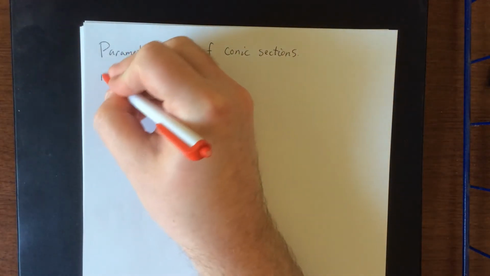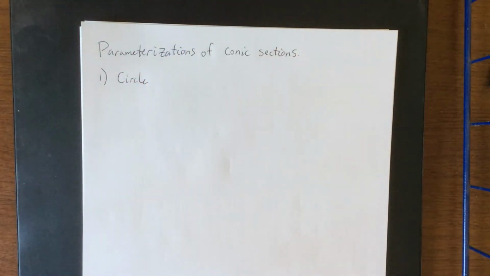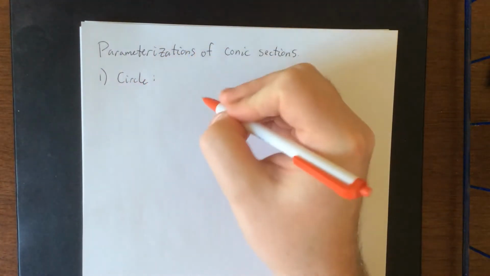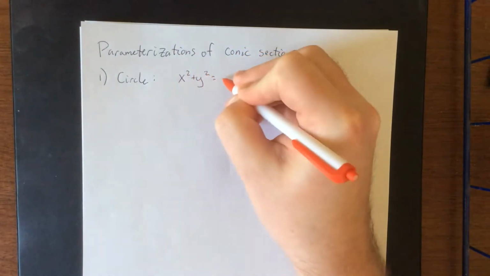So next up, let's talk about some parameterizations of conic sections. Now there are 4 different kinds of conic sections. We're going to start with what I would consider to be the most basic one, the circle. Now when we started trigonometry, it started with the unit circle.